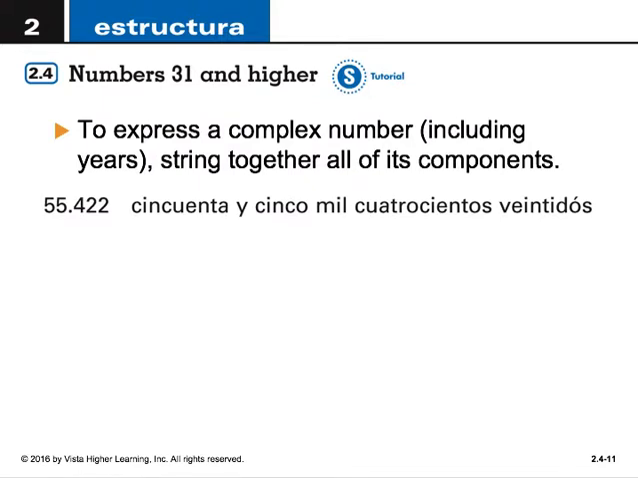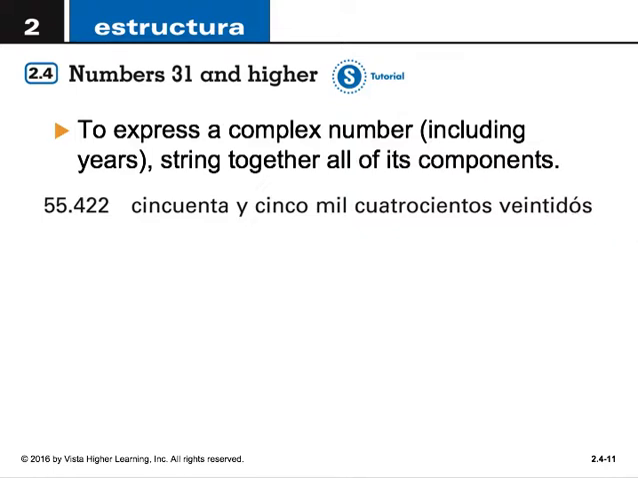To express a complex number, including years, we simply string together all of its components. For example, 55,422 is the direct translation from English. Cincuenta y cinco mil, cuatrocientos, veintidós.